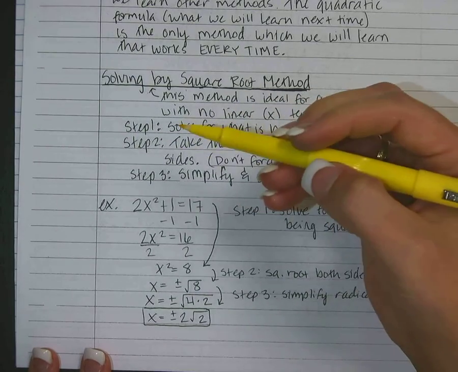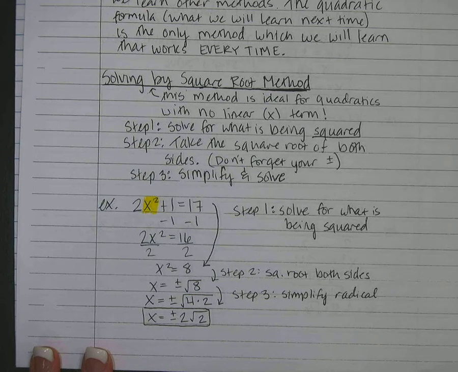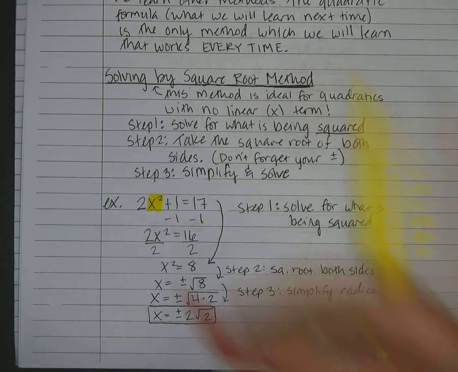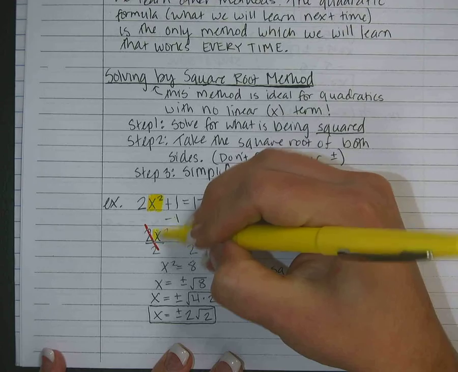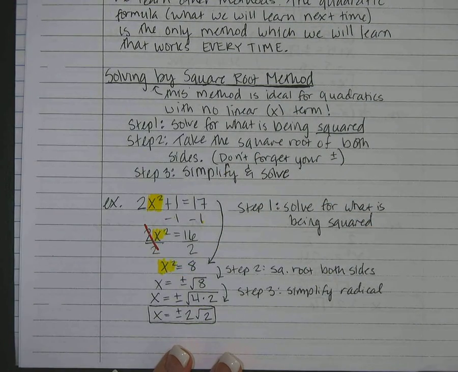So first, I know I need to solve for what's being squared. Well, x is the only thing being squared, so that's what I'm going to solve for. That's why I subtracted 1 from both sides, and then I divided by 2, solving for this x squared. And then I get x squared equals 8, and it's solved for. Now I need to square root both sides.